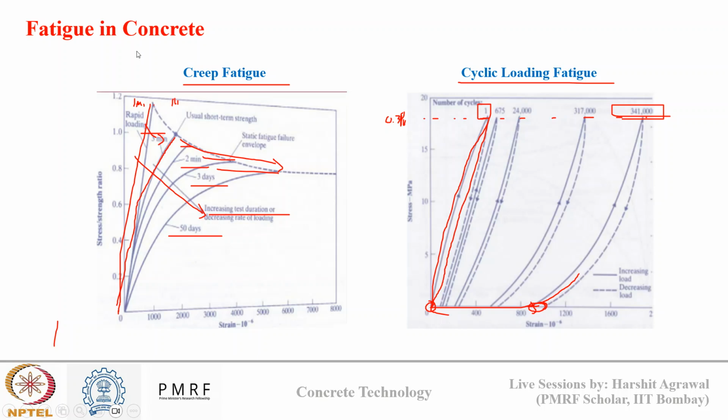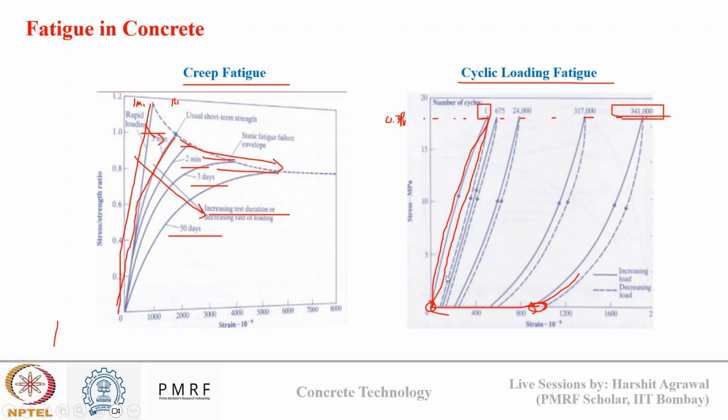So code says that we need to apply load at 140 kilonewton per centimeter square per minute. But instead of that, suppose I am applying load at 1 kilonewton per centimeter square per minute, so at a very small rate. In such conditions, what happens? There will be a lot of strain developed in concrete before failure, and the failure load will also be lower compared to rapid loading, which was at 140 kilonewton per centimeter square per minute. This is known as creep fatigue, and the second one is known as cyclic loading fatigue.